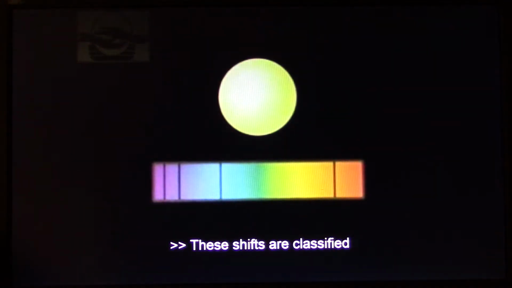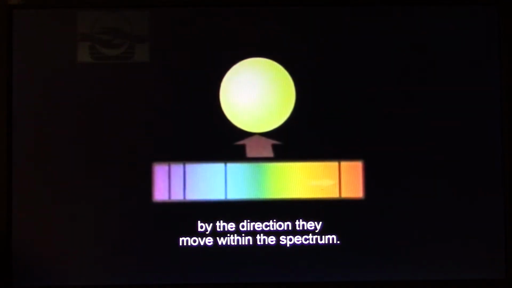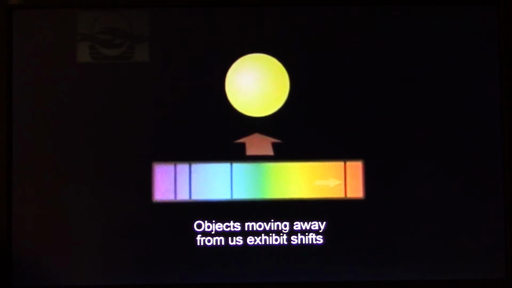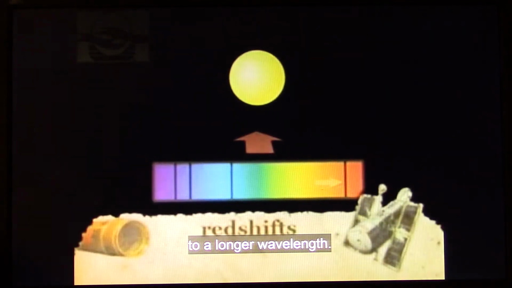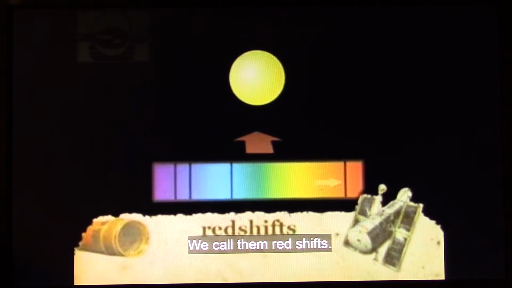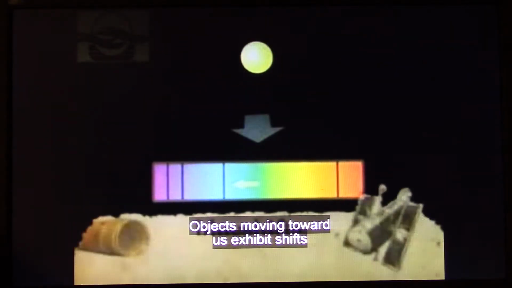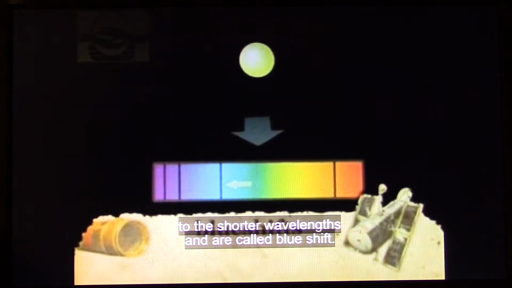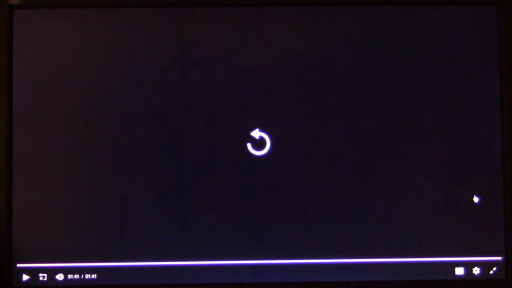These shifts are classified by the direction they move within the spectrum. Objects moving away from us exhibit shifts to the longer wavelengths. We call them redshifts. Objects moving toward us exhibit shifts to the shorter wavelengths and are called blue shifts.